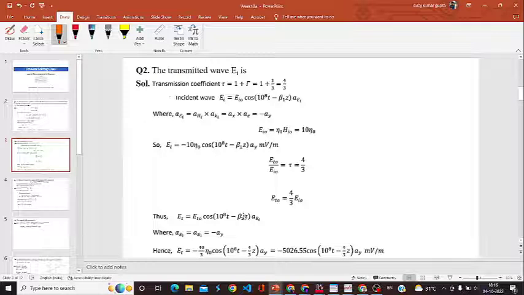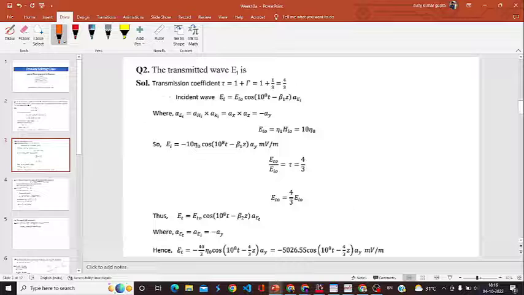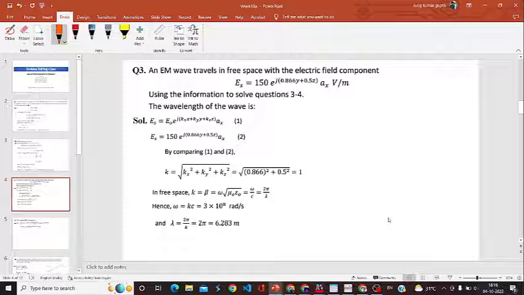Only beta, the phase constant, will change here because the media is different. Beta we have already calculated in our previous problem, which is equal to 4 by 3. By putting in these values, you can easily find the transmitted wave. I hope this problem is clear to you. Now let us move to the next problem.